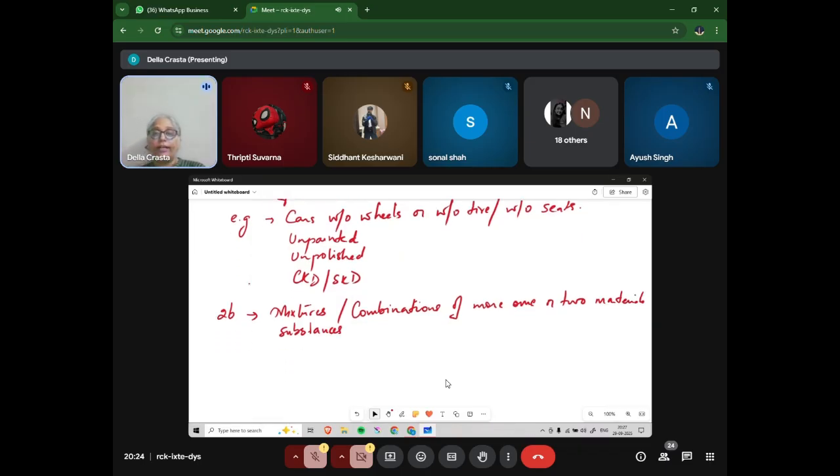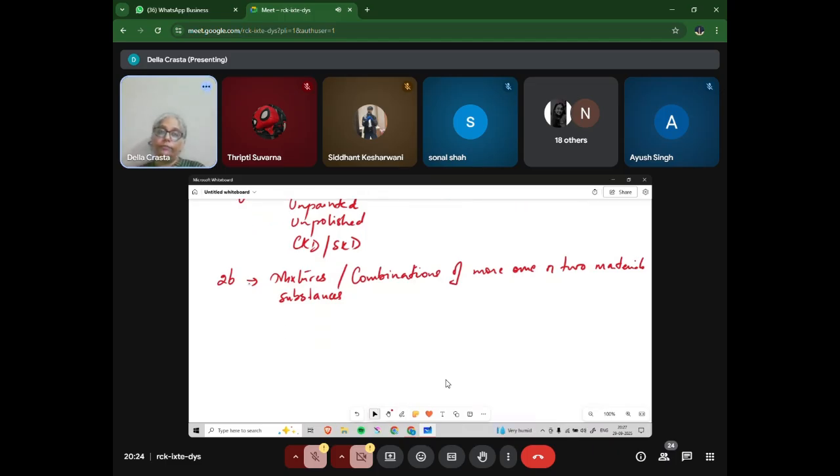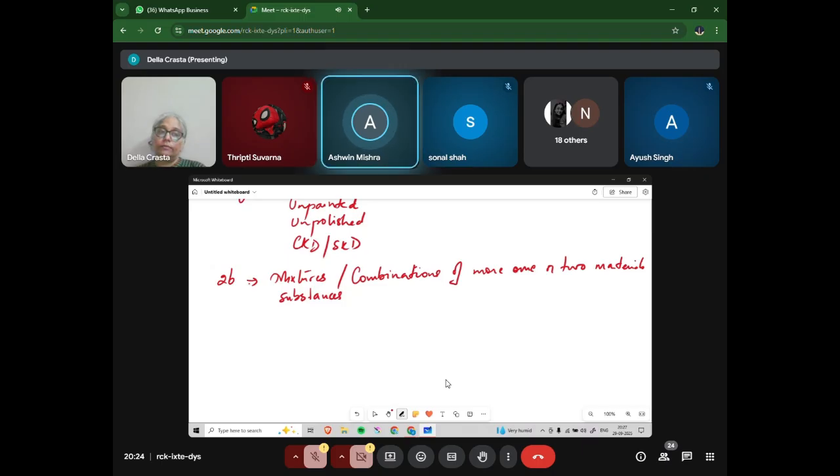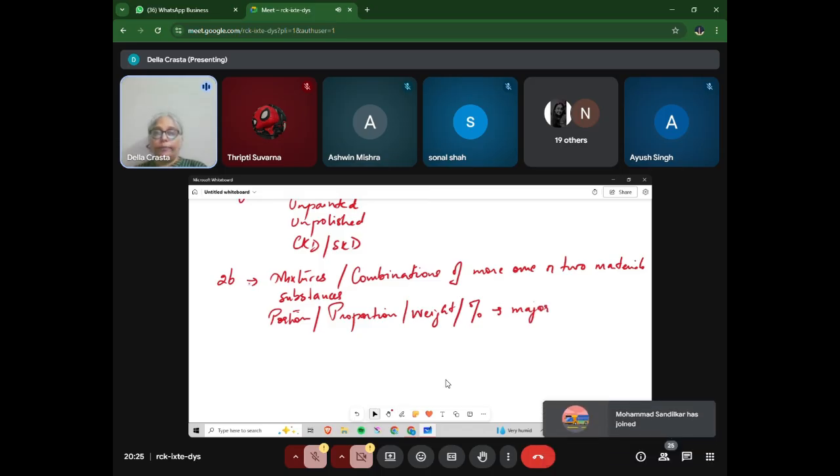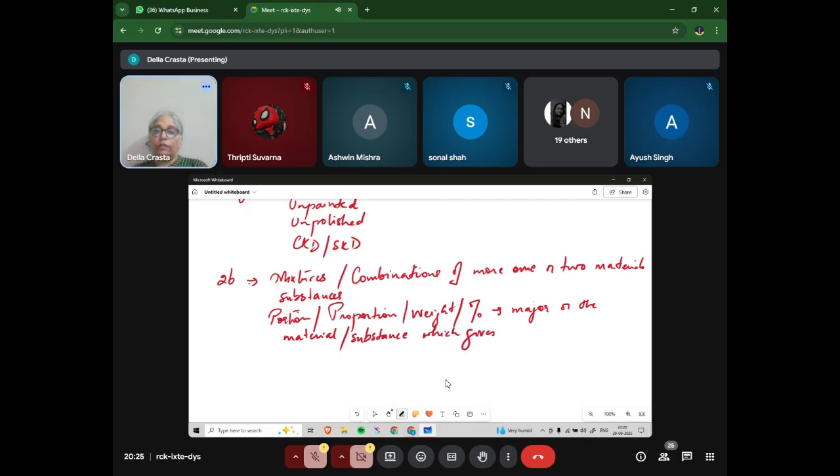Okay, so how do we do the classification of this? What does 2b say? The substance whose proportion is more. So go by portion, proportion, or weight, percentage. So go with the major one. Or the material or substance which gives essential character of the main item. Then you have to classify it according to that.